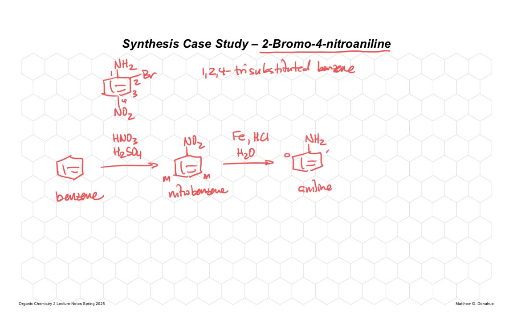So now we have an ortho-para director, and as we said, the para isomer will dominate. The next thing we can do is just repeat that nitration to get a nitro group in. So we have para-nitroaniline.